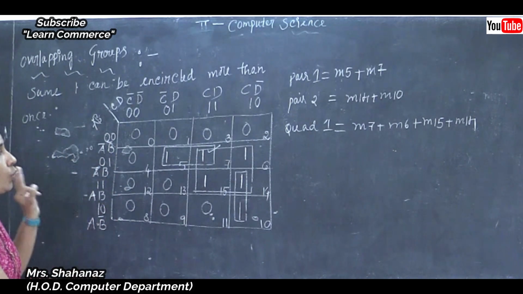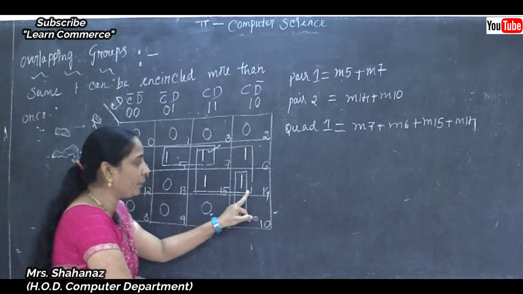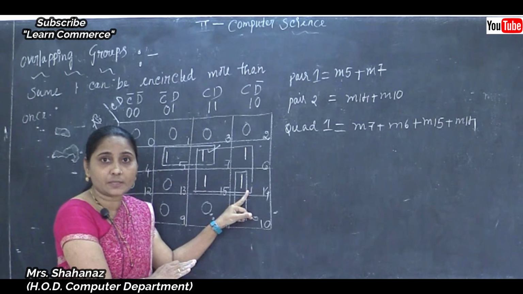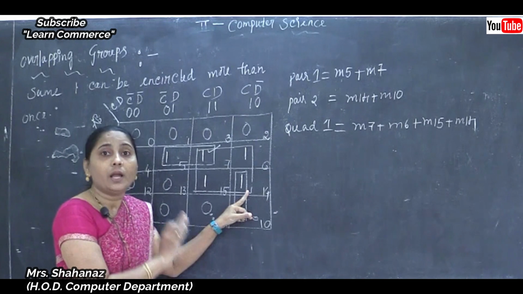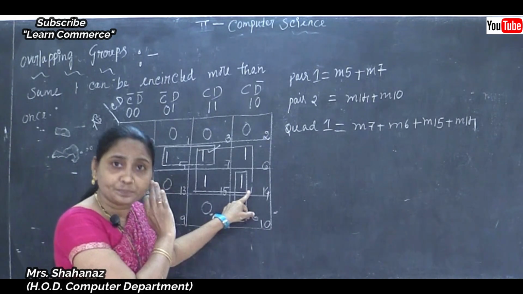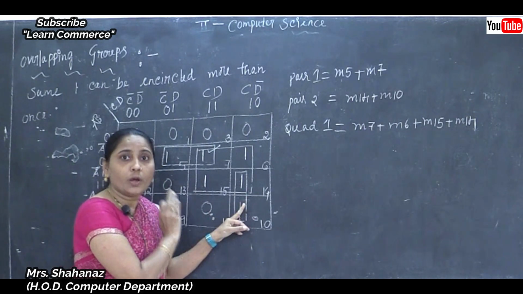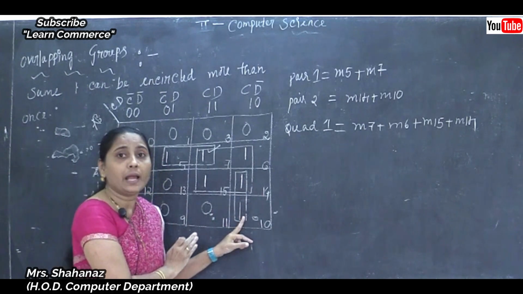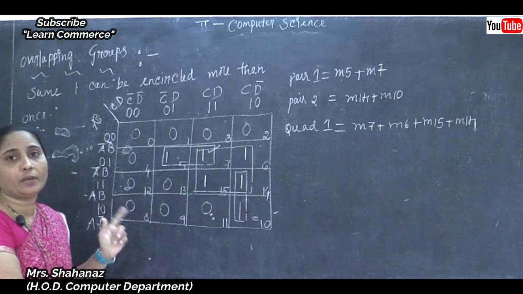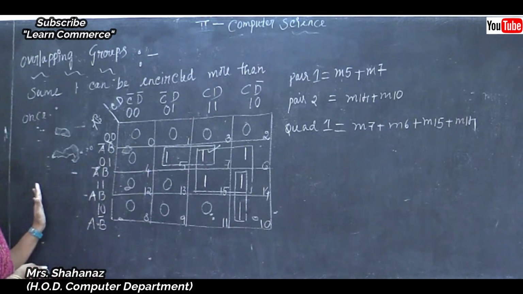Again when you observe this example or this K-map, one more number is the 14. The M14 here, like our M7, has been encircled twice. Once for the pair, correct? Once for the pair 14 and 10, and again for the quad that is 7, 6, 15, 14. So clear this point here. This is the example of overlapping groups.